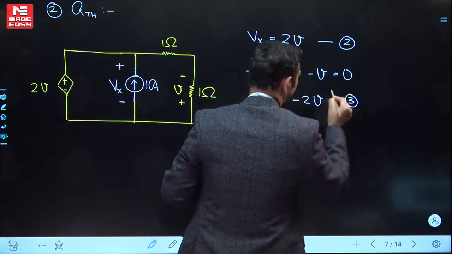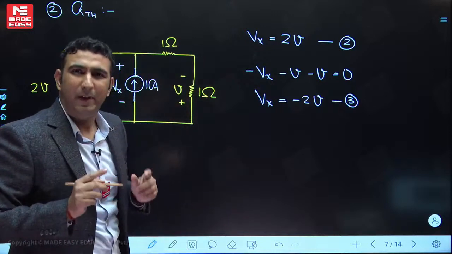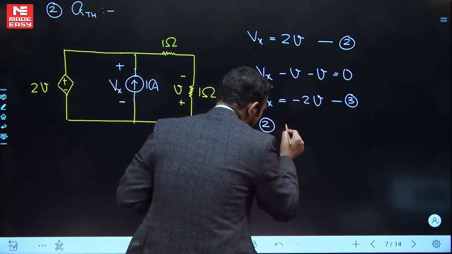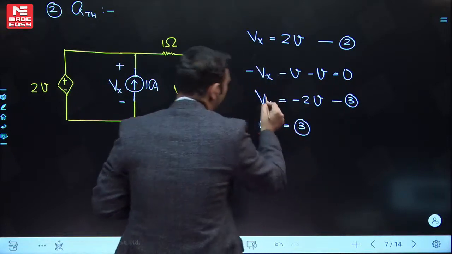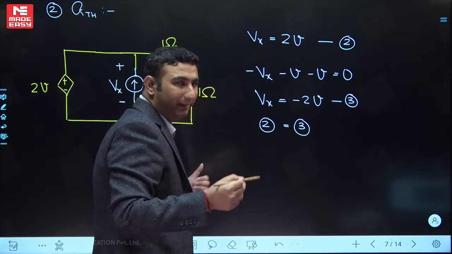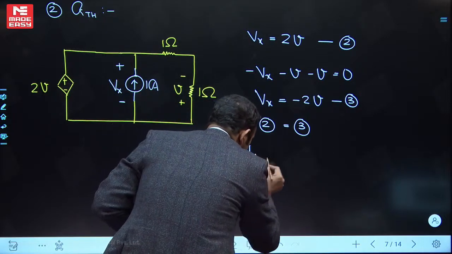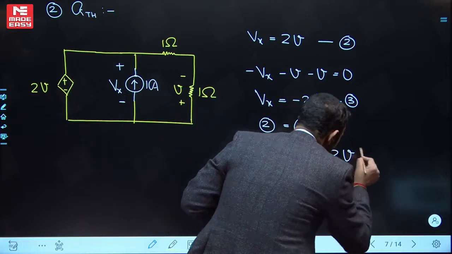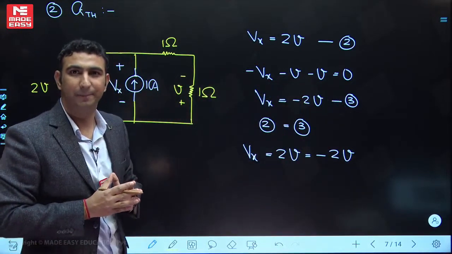Equation number 3. Can we equate equation number 2 and equation number 3? Let's do it. So I'm equating equation number 2 and equation number 3 because on the left hand side in both the equations I have Vx. So Vx will be equal to 2V will be equal to minus 2V. This is the equation that I am getting.